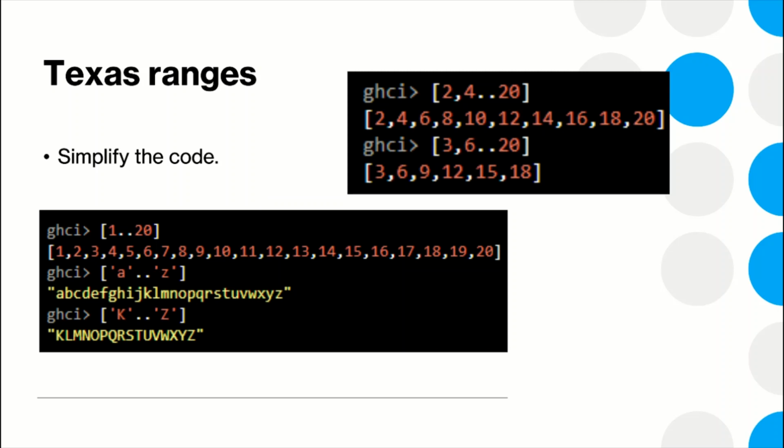And here we have another example of Texas ranges that can look for some pattern in the list. So if we say [2, 4..20], it's going to give us all even numbers beginning in 2 and finishing in 20. In this case, the syntax is like we have in the example, and we can only specify the first two elements of a sequence.